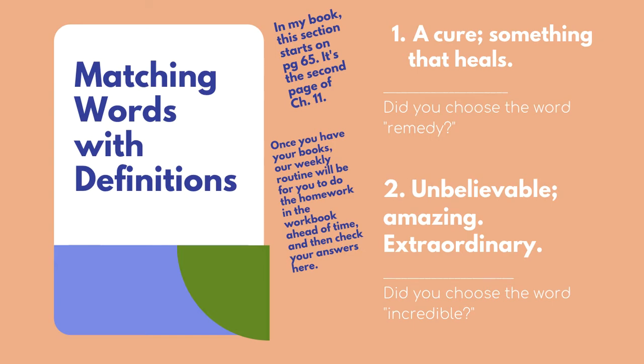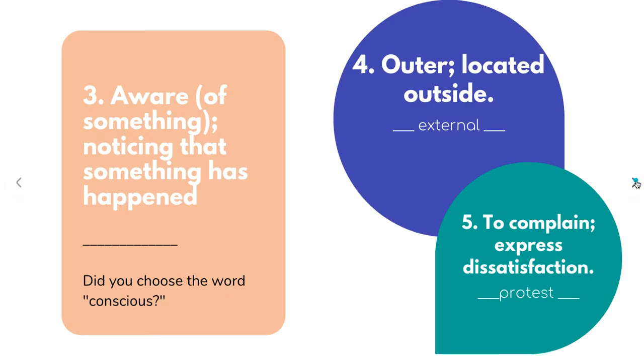Okay, number 1, a cure, something that heals. Did you choose the word remedy? That's the answer. Number 2, unbelievable, amazing, extraordinary. Did you choose the word incredible? That's the answer. Number 3, aware of something, noticing that something has happened or is or was happening or existing. Did you choose the word conscious? Number 4, outer, located outside. The answer is external.